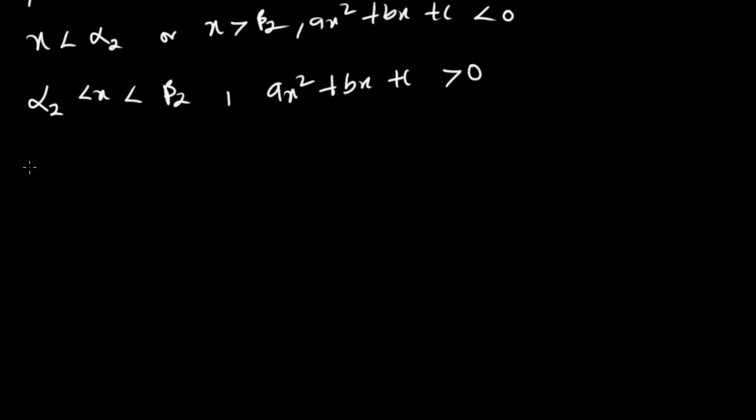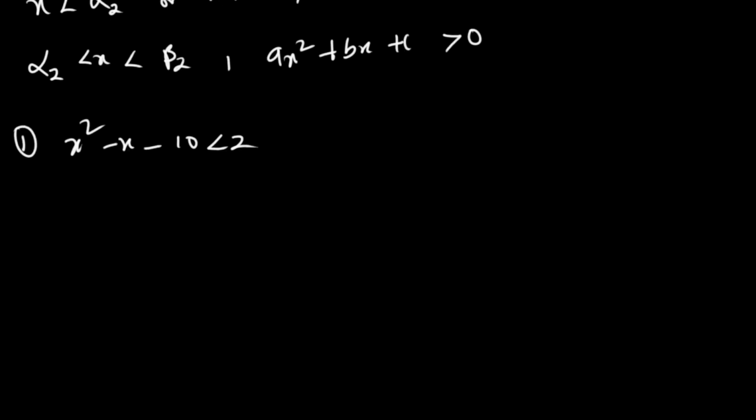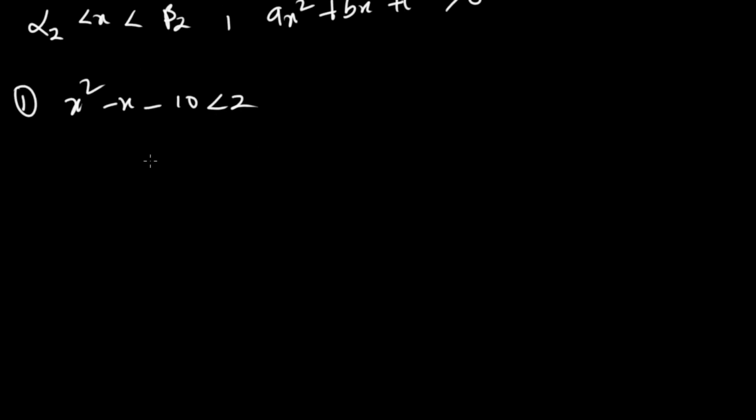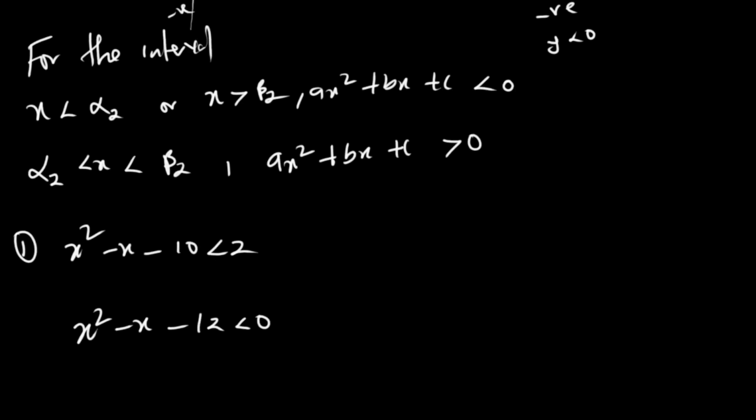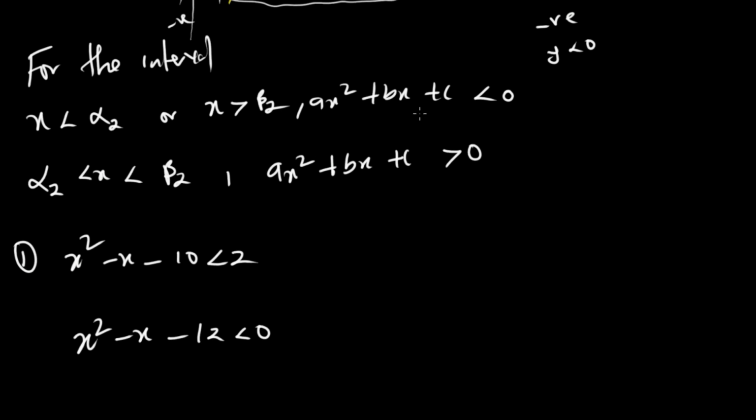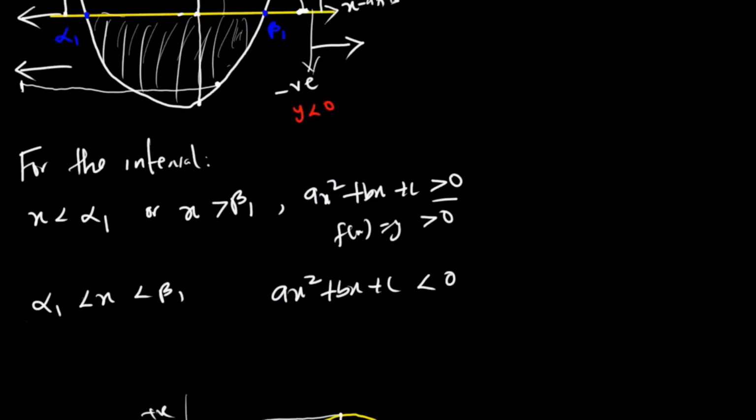First example, we are going to be solving the quadratic inequality given by x squared minus x minus 10 less than 2. So here we have x squared minus x minus 10 less than 2, and in this case we can simply rearrange to have x squared minus x minus 12 less than 0. So here we have x squared minus x minus 12 less than 0. So we already know that this belongs to this particular condition.